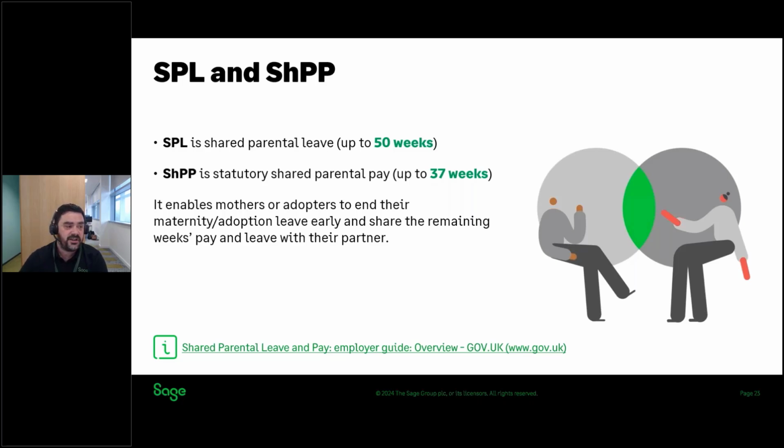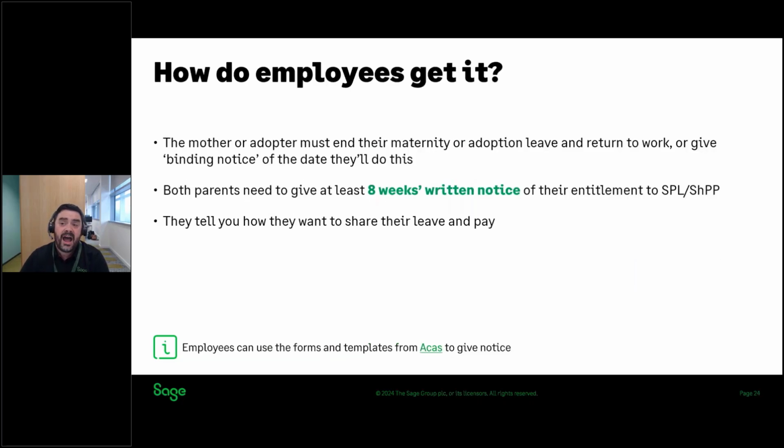So those are your maximum entitlements, but how would an employee apply for this? Well, a few things need to happen. The mother or main adopter needs to end their maternity or adoption leave and return to work, or give you binding notice. So it's a decision that can't normally be changed of the date when their maternity or adoption leave will end.